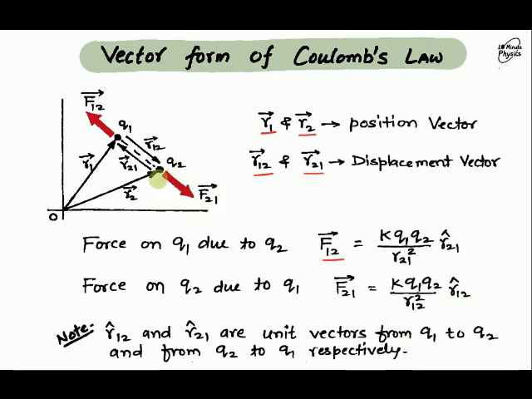Now similarly, force on Q2 due to Q1. The force on Q2 due to Q1 is taken as F21. So F21 is equal to again K constant Q1 Q2 divided by the separation between the charges Q1 and Q2. Now in which direction is the direction of force? The direction of force is from charge Q1, because Q1 is exerting force on Q2. So direction of force is from Q1 to Q2. So that is where the separation we will take is R12.